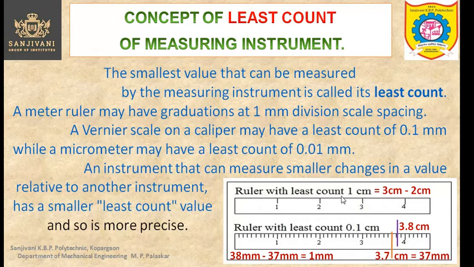But if you take this other scale, you can measure a difference of 1 centimeter. If you take the difference 3 centimeter minus 2 centimeter, you get 1 centimeter, or 4 minus 3 is equal to 1 centimeter, or even 2 centimeter minus 1 centimeter will be equal to 1 centimeter, and therefore the least count of this ruler will be 1 centimeter.